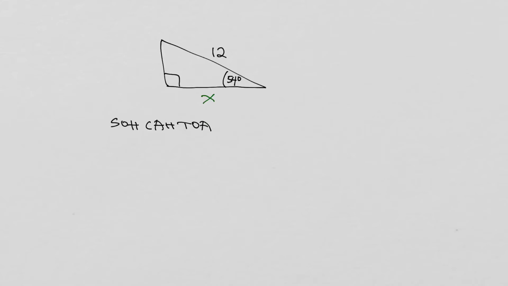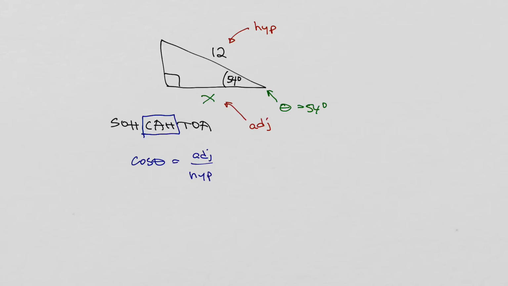Because if you notice, I have this angle right here. So theta here can be 54 degrees. This side, x, is adjacent to my angle. This number 12 right here, remember that's your hypotenuse. So what I need is one of these trig functions which combines the adjacent with the hypotenuse. And which one does that? That one does. Because cosine of theta is the adjacent side over the hypotenuse.